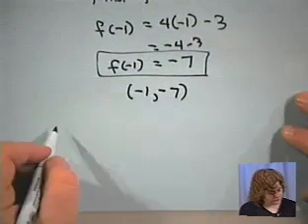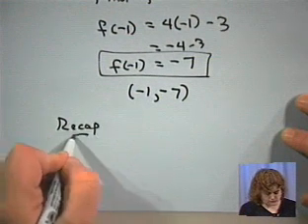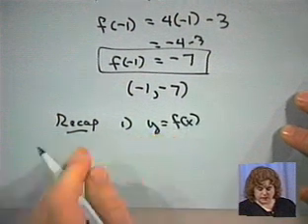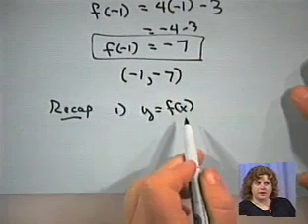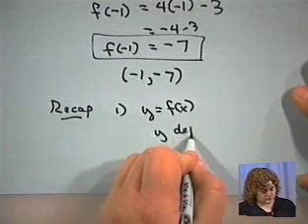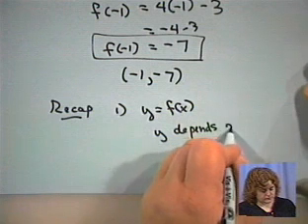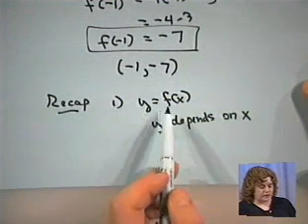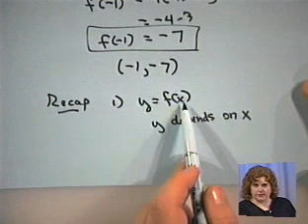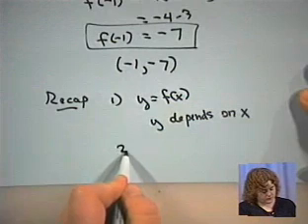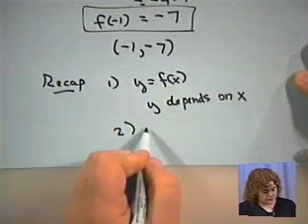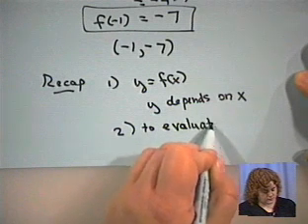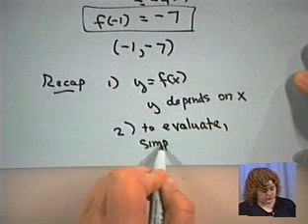Now, just to review. First of all, y equals f of x is just a new way of saying y depends on x. So whatever's in here is what y depends on. And it says I've got a function, its name is f, the variable that happens to be running around is x. And to evaluate, you are simply going to substitute for x.